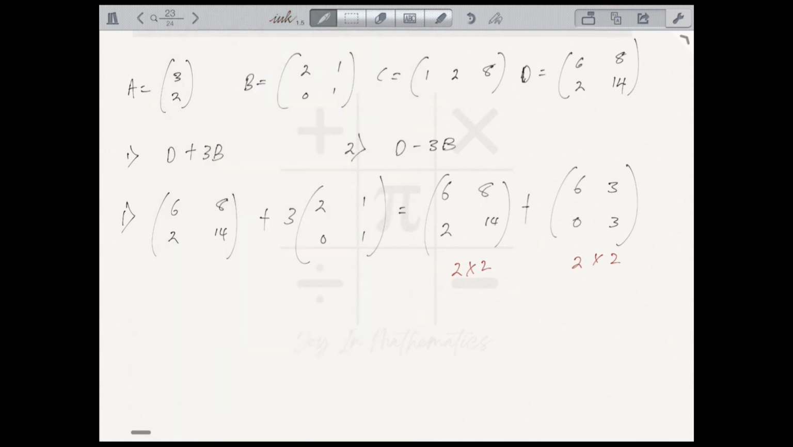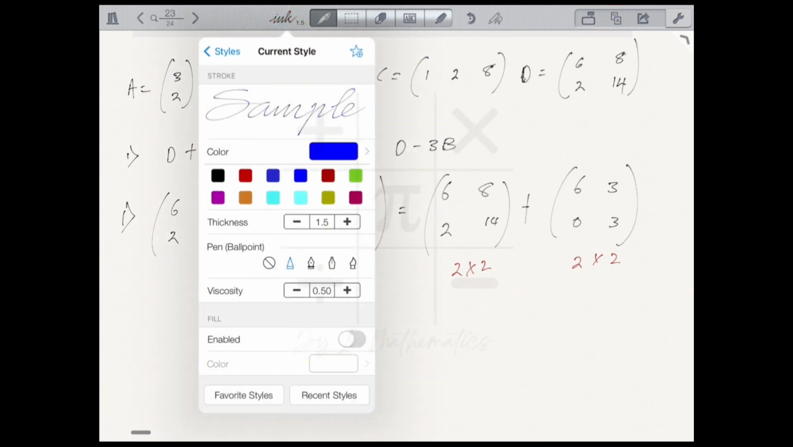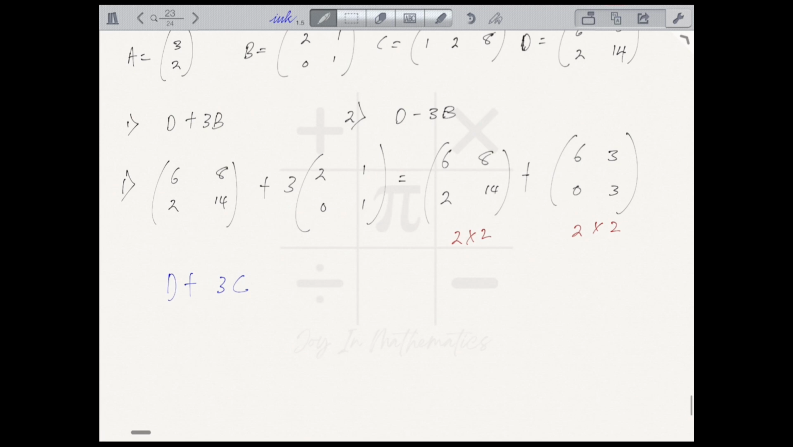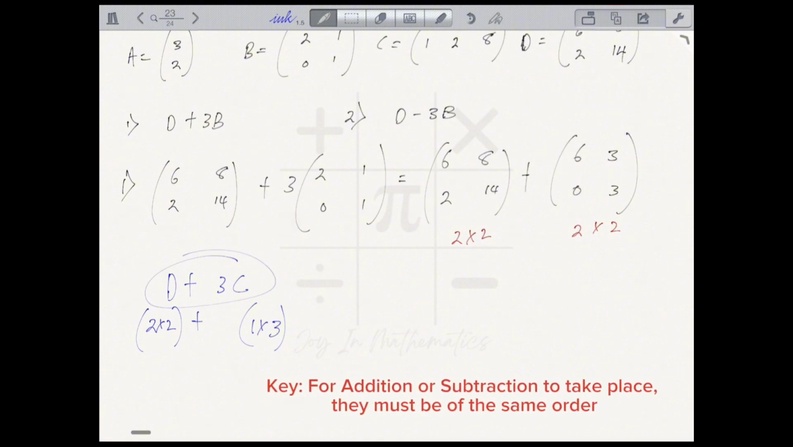Therefore, if we say that we have D plus 3C, for instance, D in itself is a 2 by 2 matrix. This 3C, C is a 1 by 3 matrix, and we will not have a possibility of solving D plus 3C because this is 2 by 2 and this is 1 by 3.